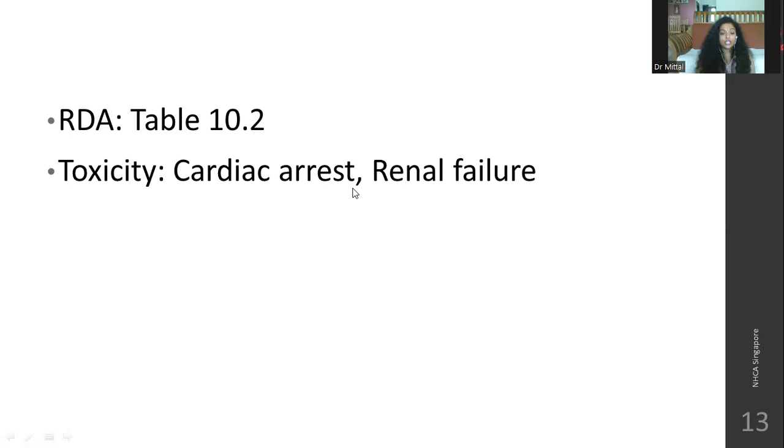So toxicity of potassium could lead to cardiac arrest, renal failure. Too much potassium could lead to cardiac arrest and renal failure.